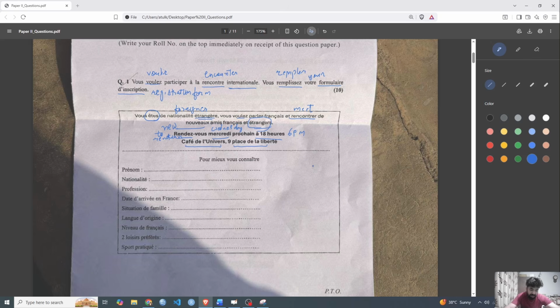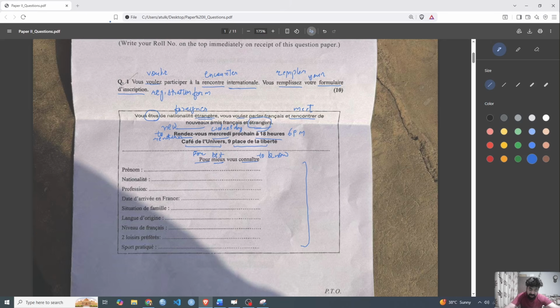Okay. Now this is the form we have. It says pour, which is basically for, and then mieux, which is best, and connaître is again a verb, so it means to know. So it says for best to know, or actually to know you better. This is what exactly comes before a form has to be filled. So this is what they have written.